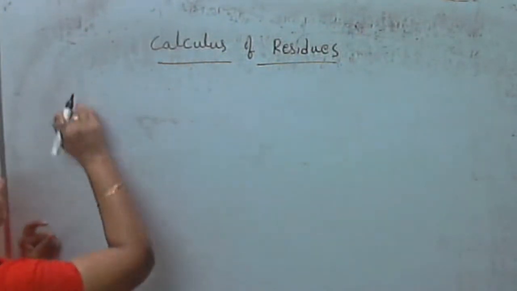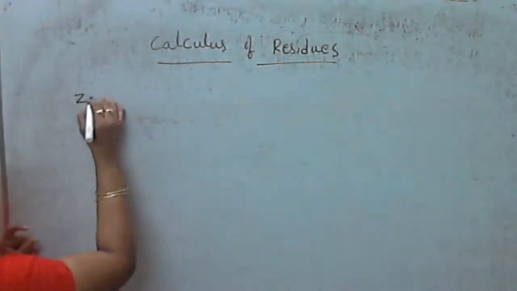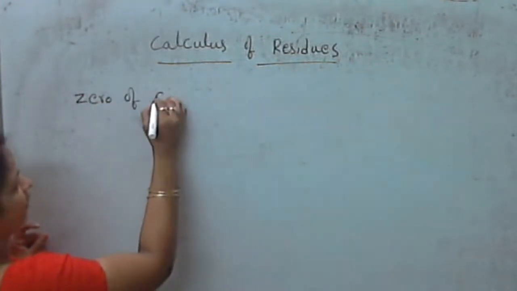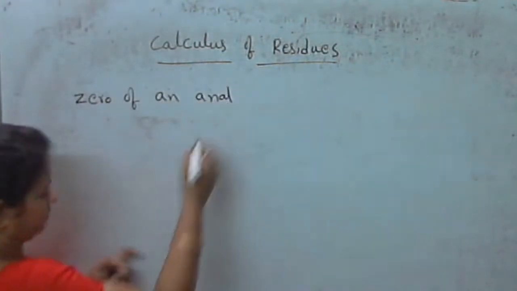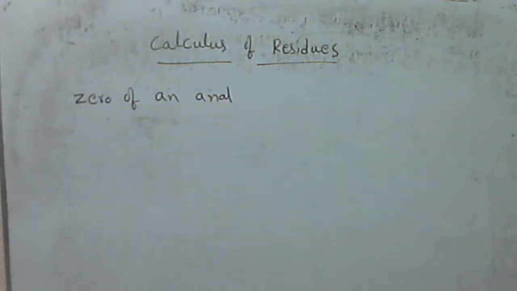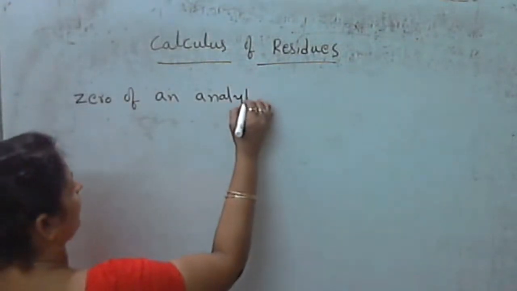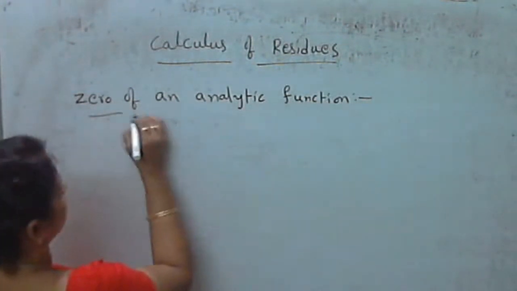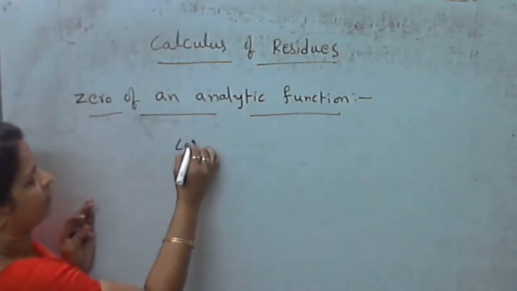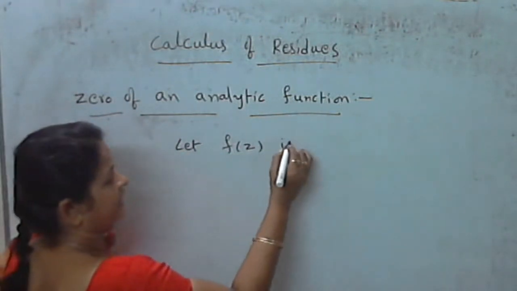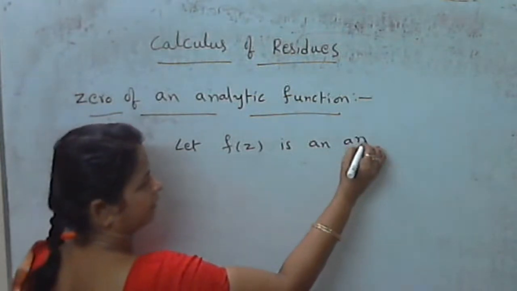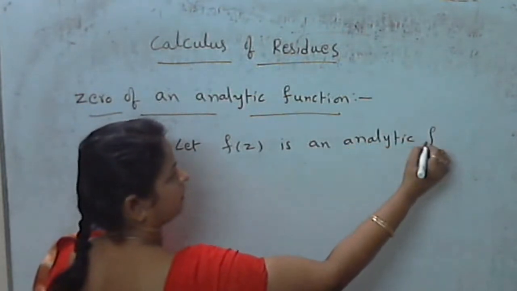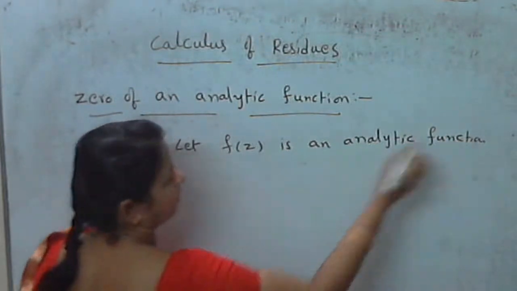First, the first topic is zero of an analytic function. So let f of z be an analytic function.